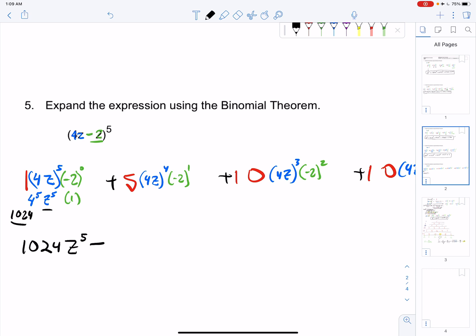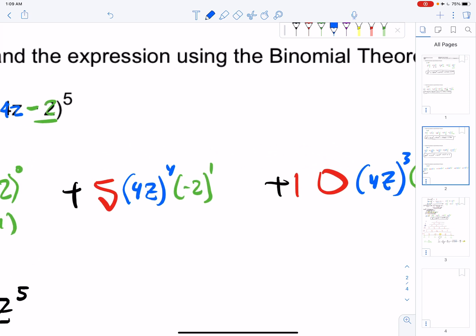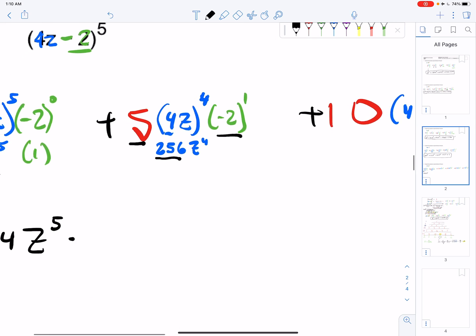Okay, next piece. I don't want to give it away. Let me get rid of that. I think the next piece we're going to have to simplify is 4 to the 4th power. So 4 to the 4th power is 256. Z to the 4th power is z to the 4th. So you can see all the pieces that we need to multiply. 5 times 256 times a negative 2. That gives me a negative 2,560, and there is a z to the fourth power.